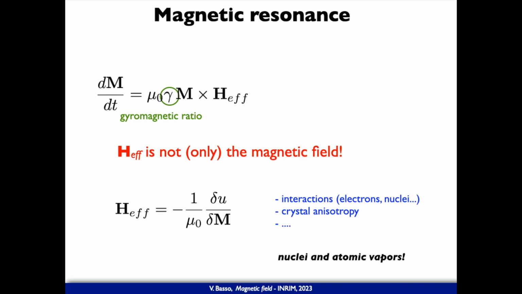If we use solids, then we will have crystalline anisotropy giving effects. So there are a lot of side effects that change this effective field and make it large or just a small difference from the magnetic field, but there is one. So where do we have the minimum interactions? Well, essentially when we use nuclei or atomic vapors. In that case, we can use these systems as a principle for measuring the magnetic field.